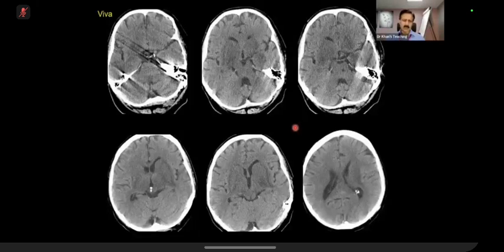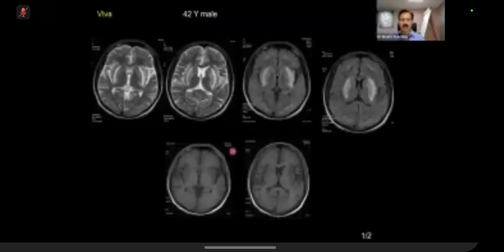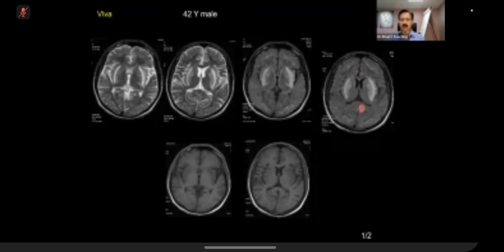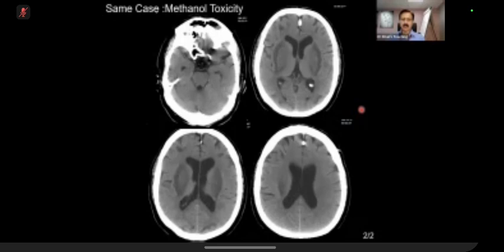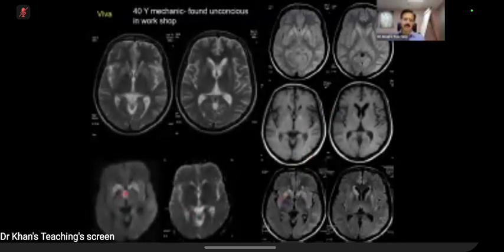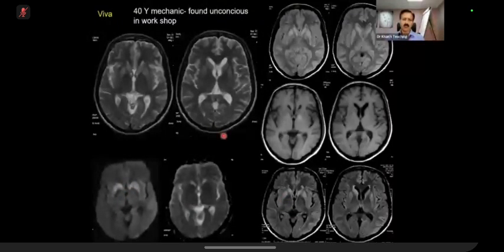This was another case where you can see thalamic as well as the basal ganglia abnormality. I've got quite a few in my collection. This is another one in which, if you see carefully, there is a bit of white matter changes also. This was methanol toxicity. This is again methanol toxicity on a CT scan. And this is carbon monoxide poisoning. You can see in this case, there is abnormality in the basal ganglia and restricted diffusion also on DWI sequence.